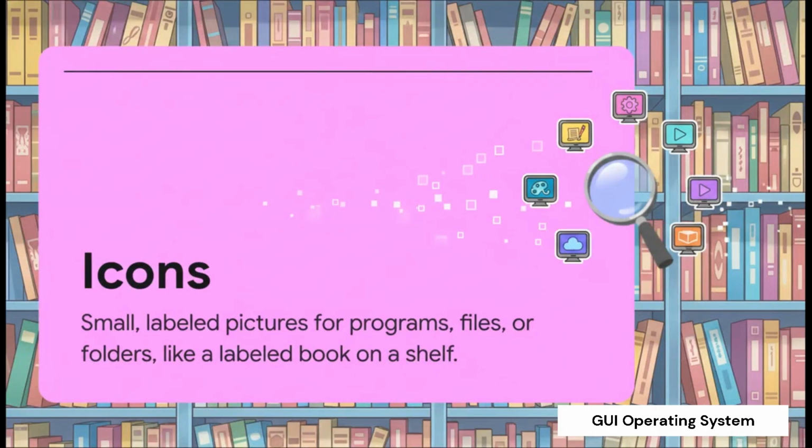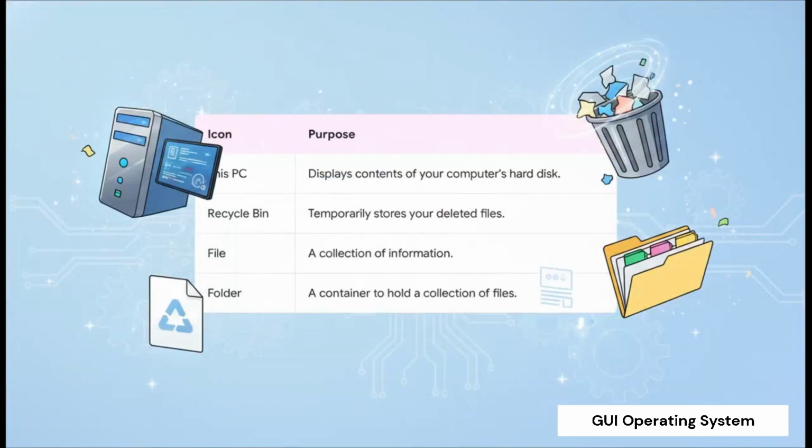And what's all over your desktop? Icons. Here's a great way to think about them. They're like the labeled books on a shelf in a library. They're just little pictures that give you a quick, visual clue about the program or file you're about to open. And you'll almost always see a few of the same ones. This PC is basically the front door to everything stored on your computer. The recycle bin is your safety net for anything you delete. And of course, you've got your files, which are just collections of information, and your folders, which are what you use to keep all those files organized.